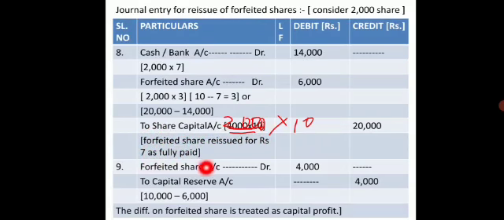Next, you have forfeited share account debited to capital reserve. Now if we see the debit side and credit side of forfeited shares, on the credit side, from the cancellation, you can see it is credited with 10,000, and when it is reissued, on the debit side the discount amount is recorded, that is 6,000. So 10 minus 6 gives me 4,000, which is a capital profit and has to be transferred to capital reserve. So the last entry will be forfeited share account debit to capital reserve.